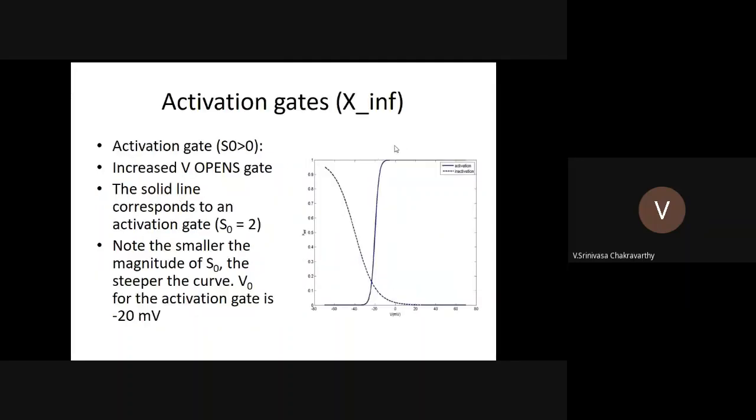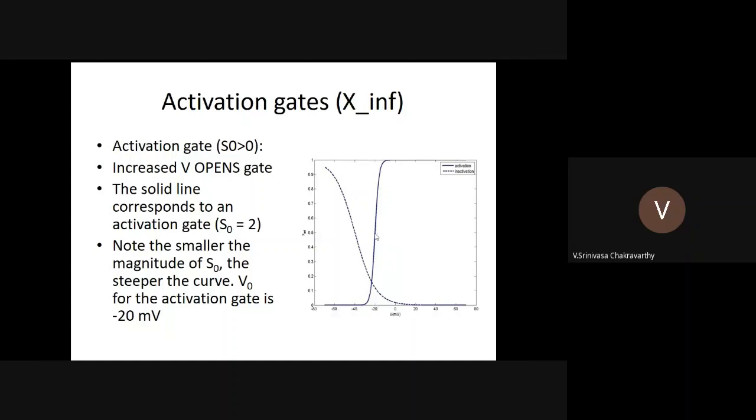So this is the expression for X infinity. What is X infinity? That is the fraction of open channels in steady state, or infinite time. But actually, you don't have to wait for infinite time. It's only after about the time elapsed defined by tau, which is the reaction time constant. After about tau seconds, where does X go? What is the value of X? So if S naught is positive, the function will be an increasing function, as shown in this solid curve here.